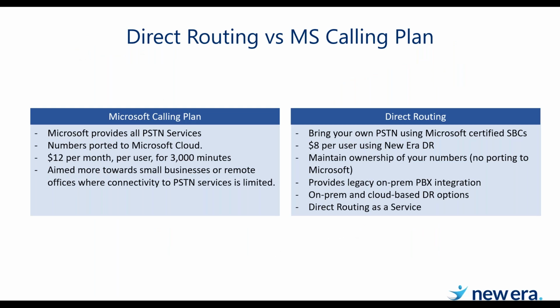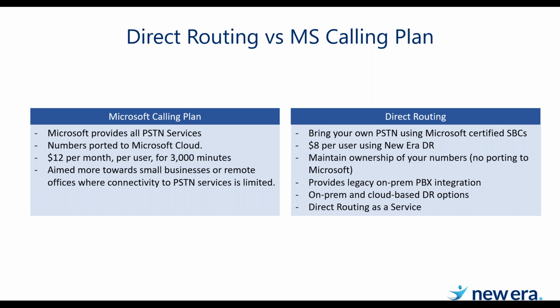This is a quick overview of the comparison between Microsoft calling plans and direct routing. The nuts and bolts: the Microsoft calling plan is an additional $12 per month per user, with about 3,000 bundled minutes. So if you've got 100 users and they all have the $12 per user plan, then you get all those minutes bundled together that they can share amongst all 100 users. It supports a variety of scenarios, but it typically aims more towards small businesses or remote offices where maybe PSTN connectivity isn't that great, or it just makes sense to have the Microsoft calling services there.